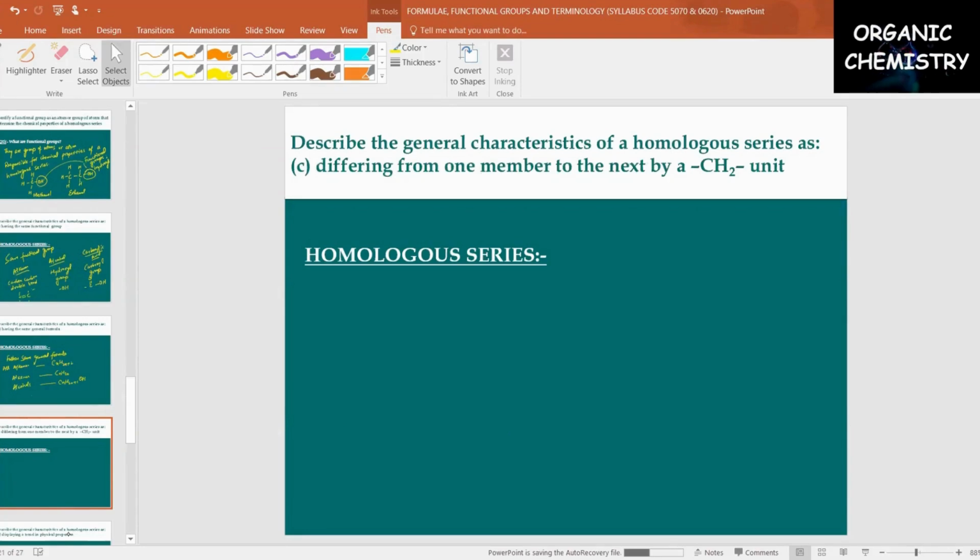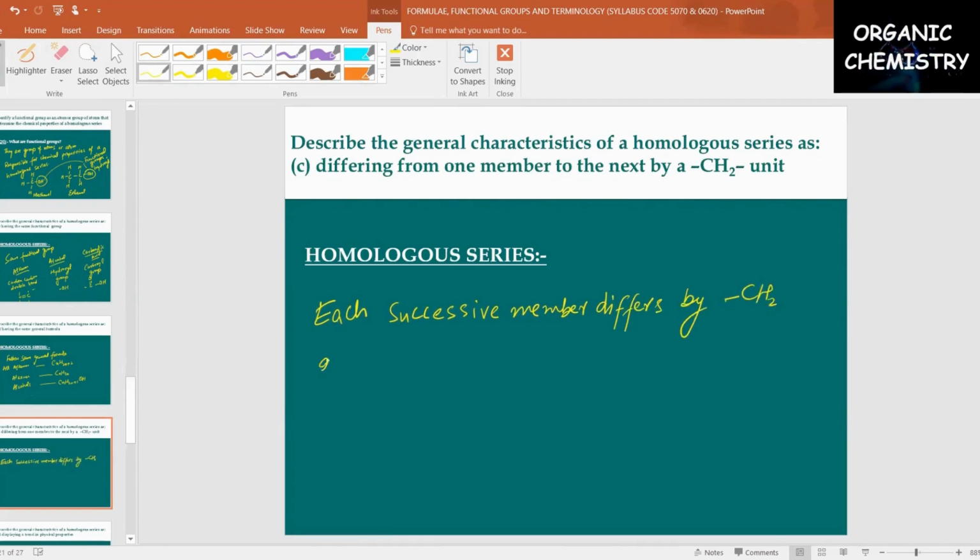Now, each member differs by a CH2 group. Each successive member differs by a CH2 group, or you can even call it 14 units. In the marking key, in the syllabus learning outcome, they are saying CH2 units. So you can even write CH2 units or groups.